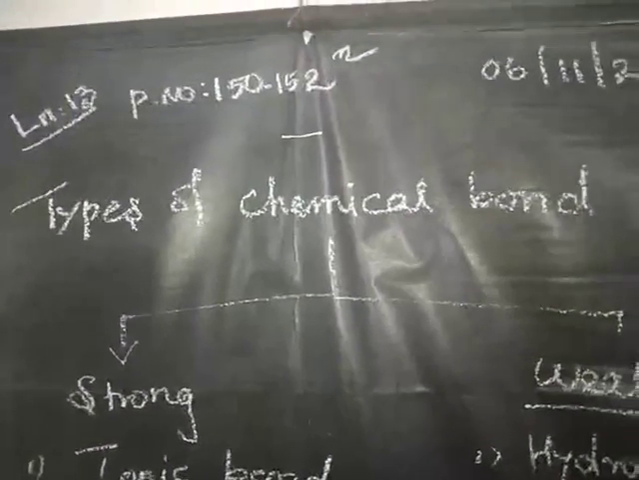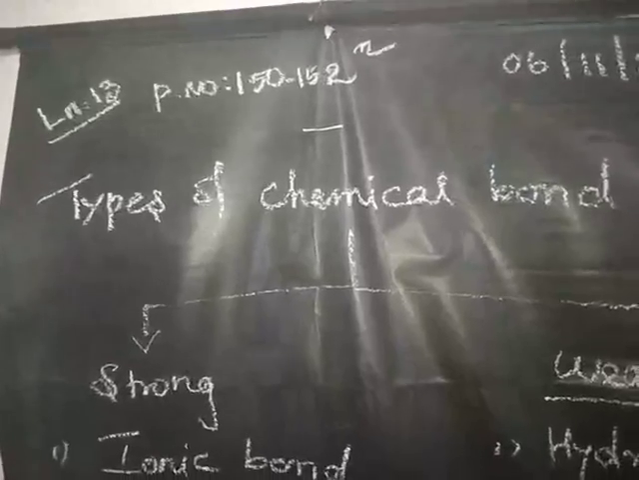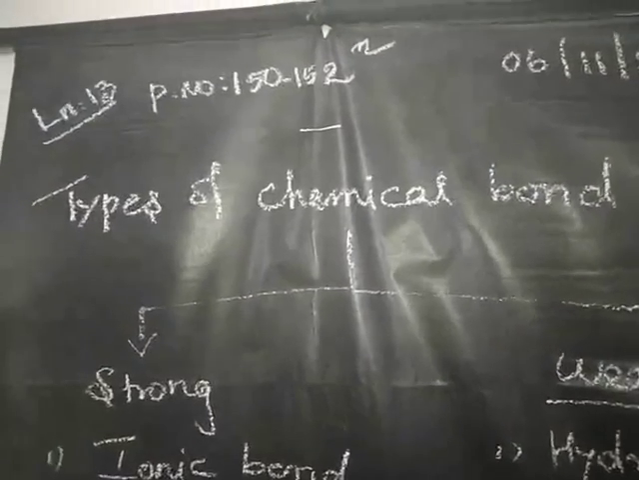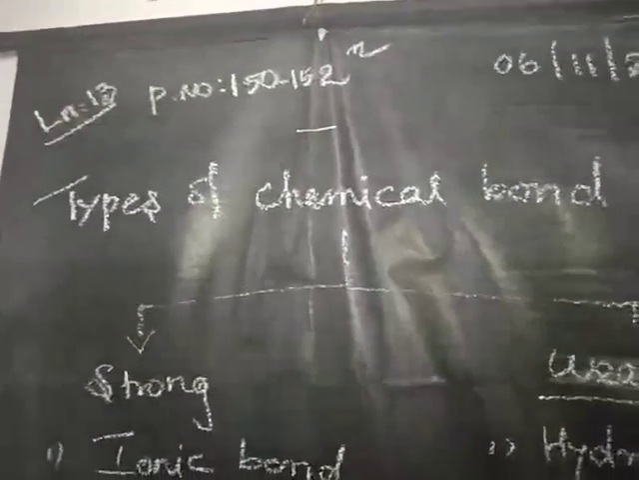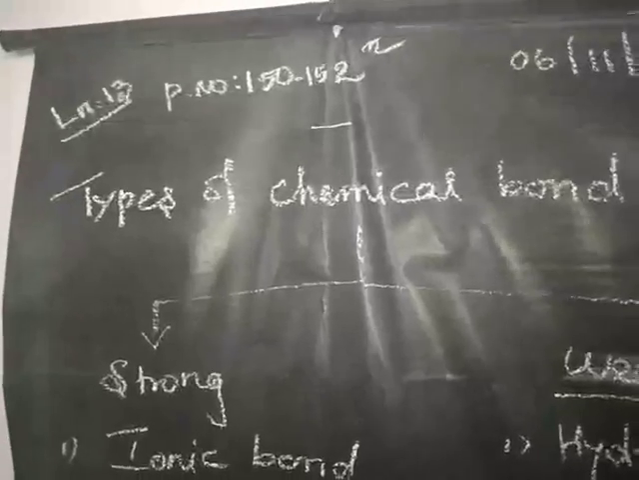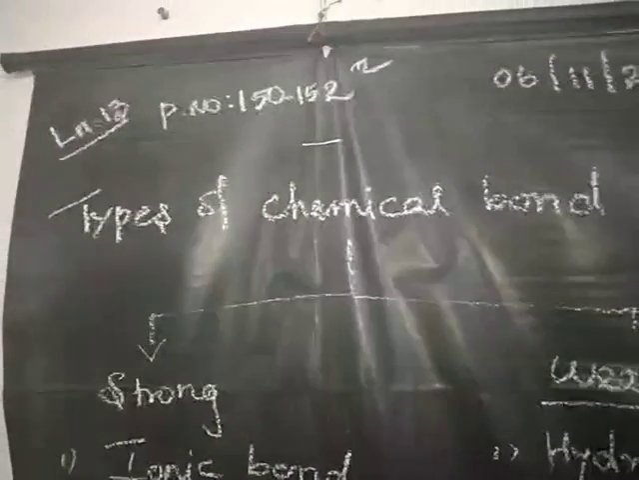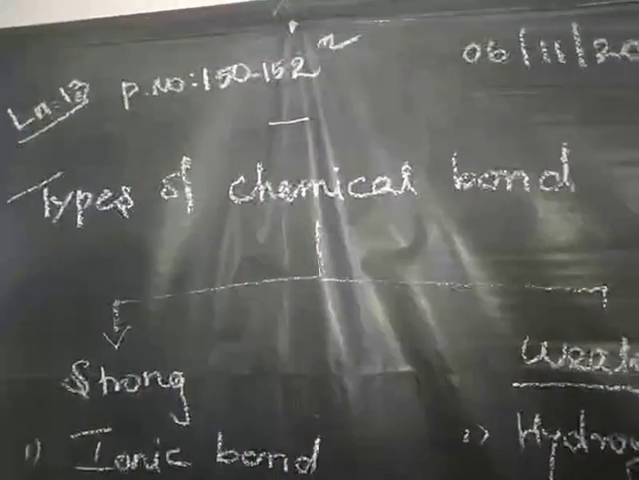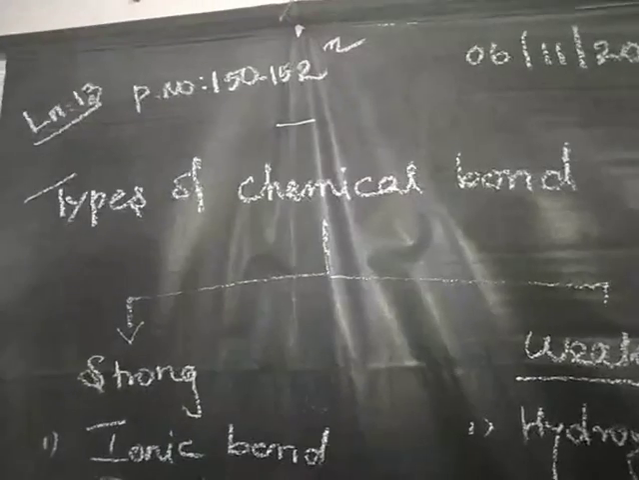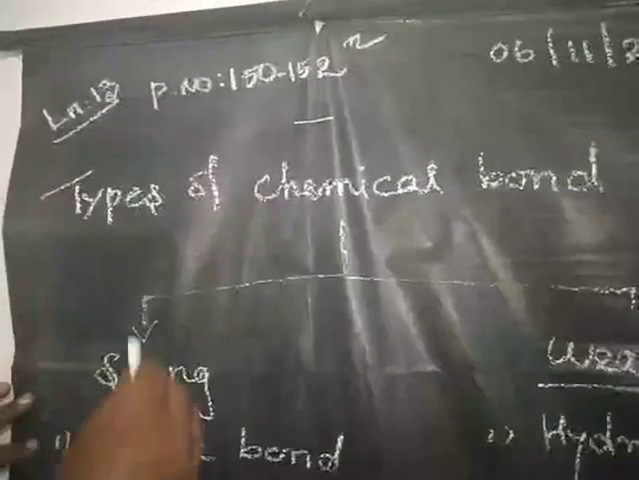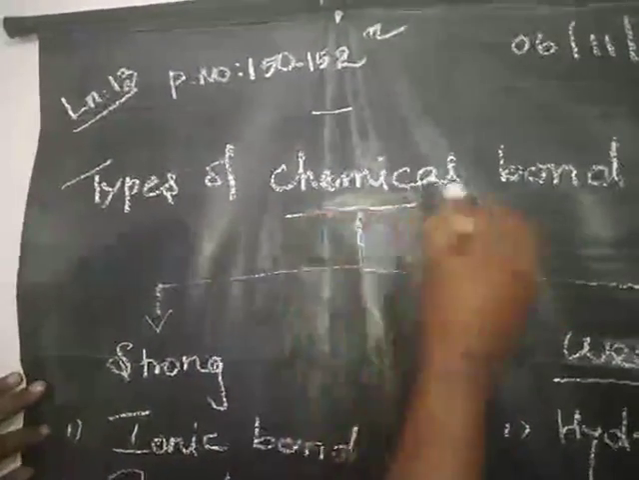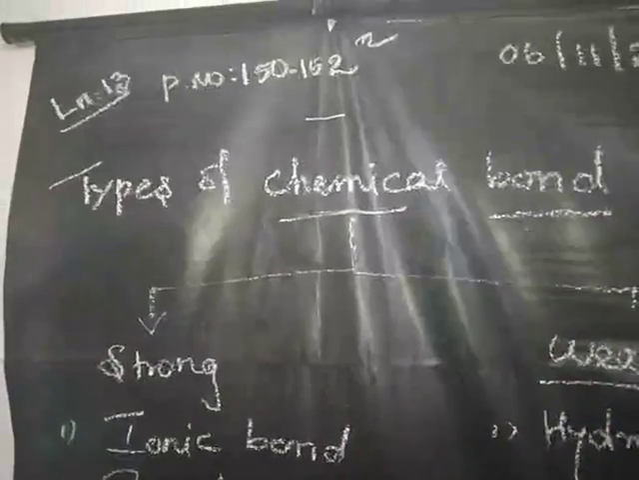So last class we discussed two types of chemical bond theories. One is the Kossel-Lewis approach to chemical bonds, another one is the Lewis dot structure. Today we are going to start the new topic, types of chemical bond.